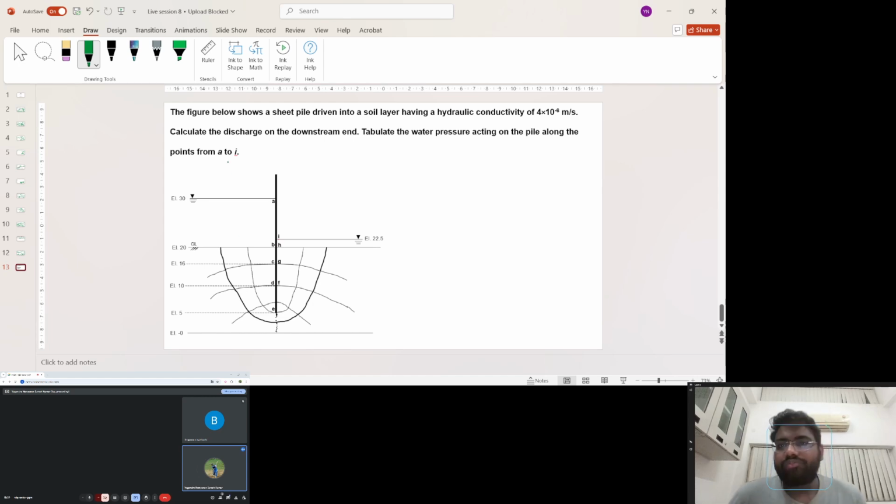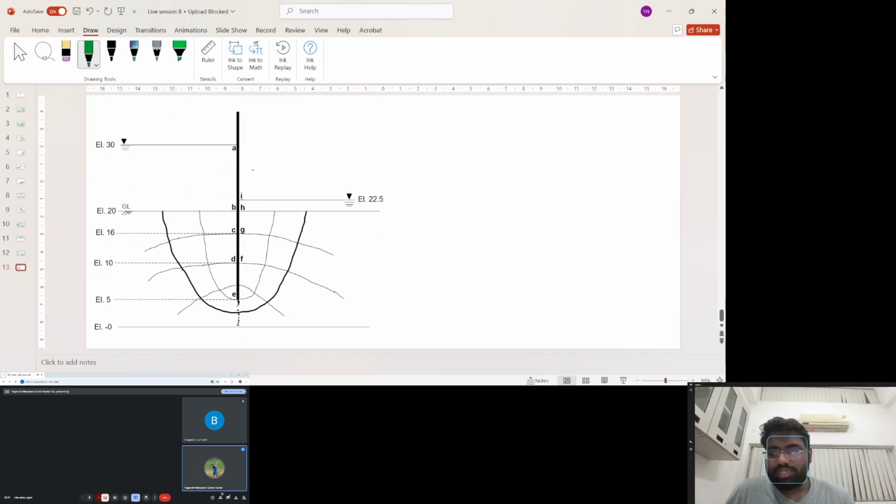So here the figure below shows a sheet pile driven into a soil layer having a hydraulic conductivity of 4 into 10 power minus 6 meter per second. So calculate the discharge on the downstream end. Tabulate the water pressure acting on the pile along the points from A to I. So if you zoom the picture a bit, you can see several points listed from A all the way to I. All right.